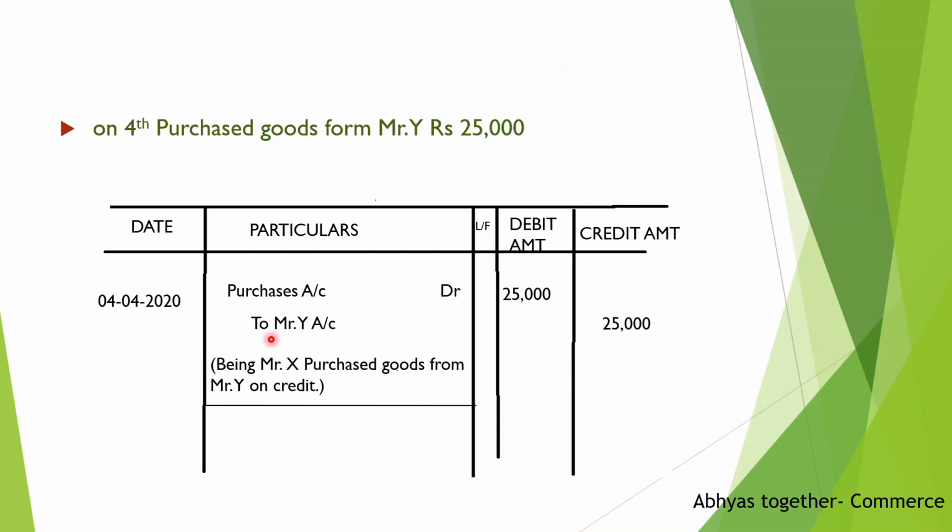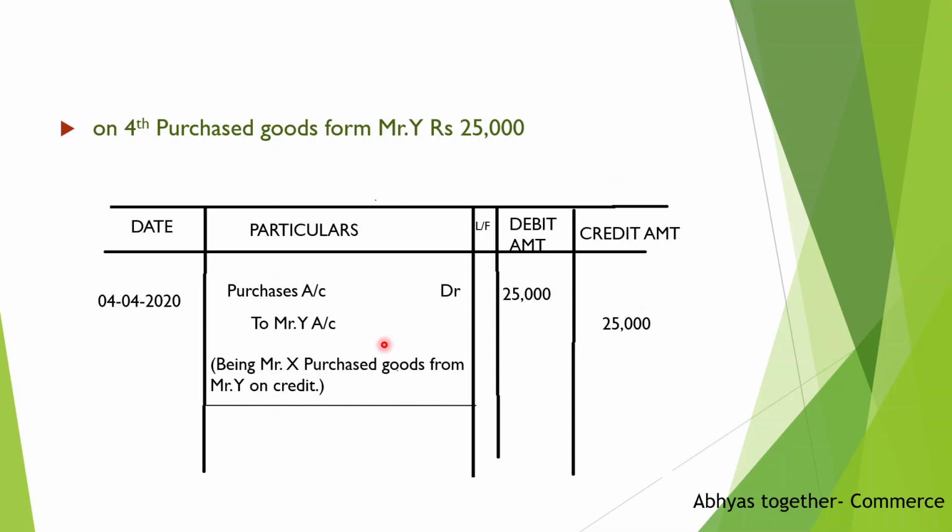Then the next entry is on 4th, purchased goods from Mr. Y, rupees 25,000. So what is coming inside? Goods. So we cannot write goods account here. So what we write is purchases account. Then as I said previously, there is no mention of cash here. So it's a credit purchase. So we'll write the personal account rule, credit the giver. So on 4th April 2020, as the goods are coming inside, purchases account debit to Mr. Y account. This is a real account and this is a personal account.